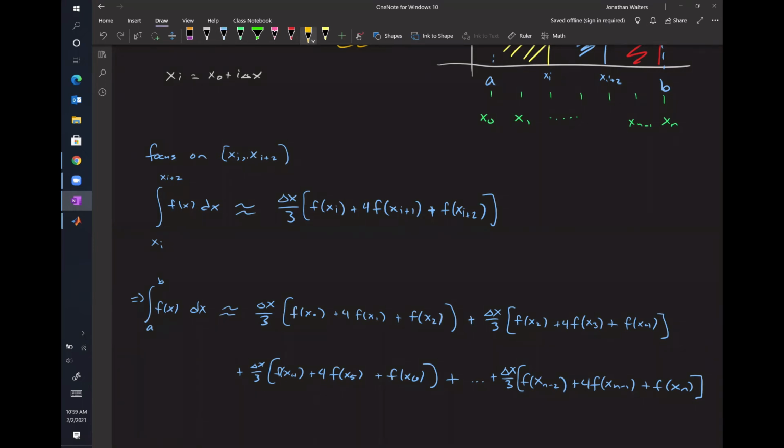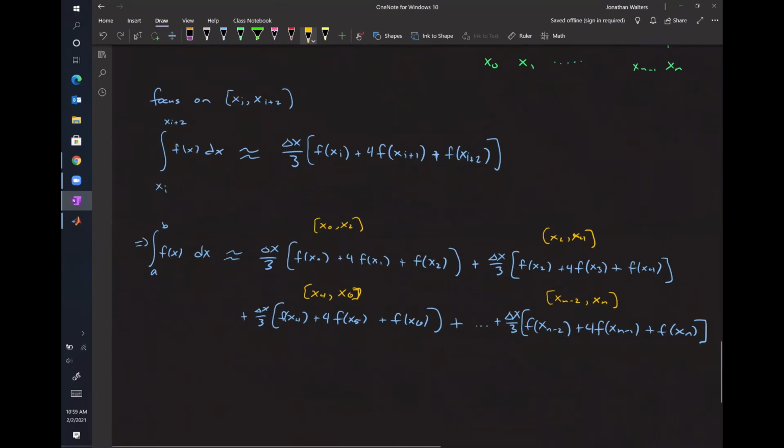Of course, we could write out each interval. This is the interval x0 to x2. This is the interval x2 to x4. This is the interval x4 to x6. And then this is the interval xn minus 2 to xn. So I'm using a quadratic over successive 2 subintervals, and adding those areas together.